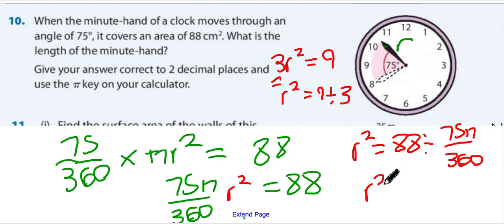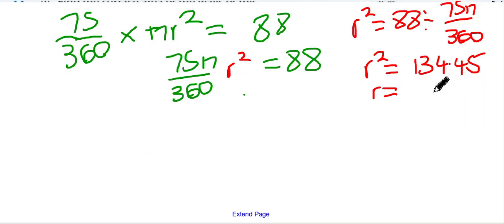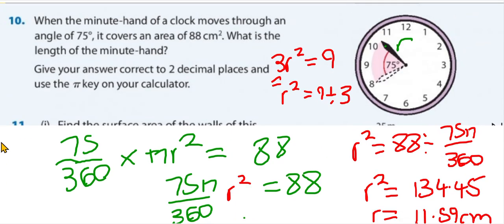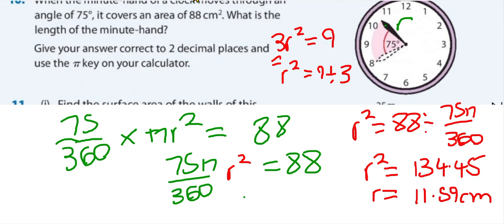Most people got 134.45. Now, I'd like you to square root that, because that's r squared, not r on its own. So square root the answer. 11.59. Does it say I want it to one decimal place or anything like that? No, 2 decimal places. We're good.